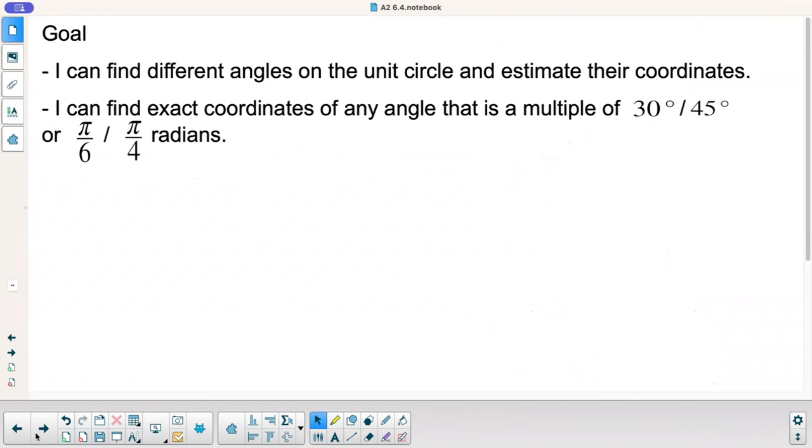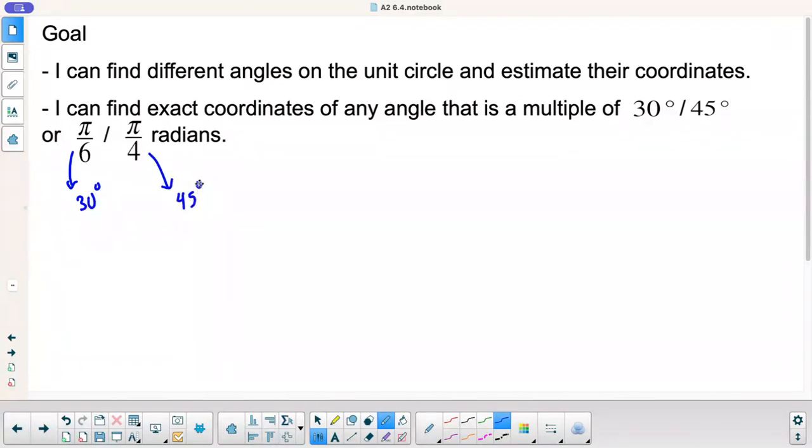All right, so our goal today is I can find different angles on the unit circle and estimate their coordinates, and I can find exact coordinates of any angle that is a multiple of 30 or 45 degrees, or in radians, it'd be pi over 6 and pi over 4. Just know, and you haven't really learned why yet, but pi over 6 is 30 degrees and pi over 4 is 45 degrees.